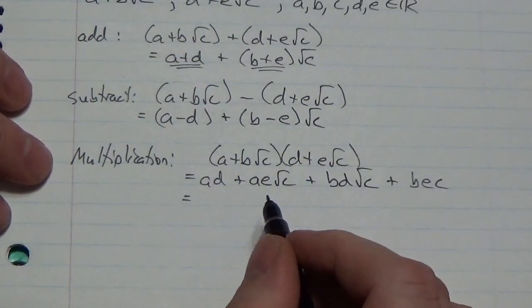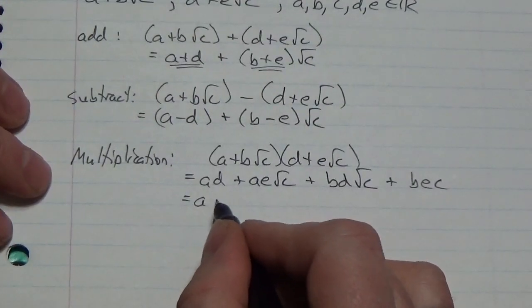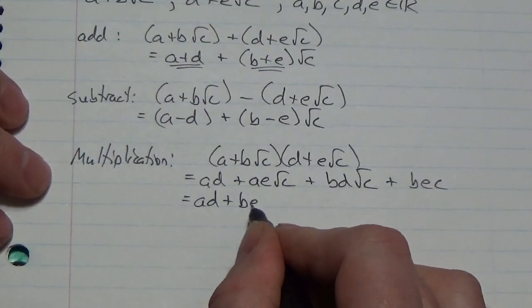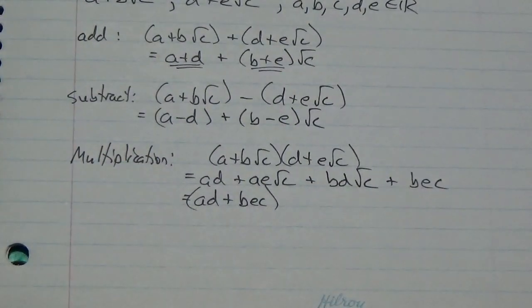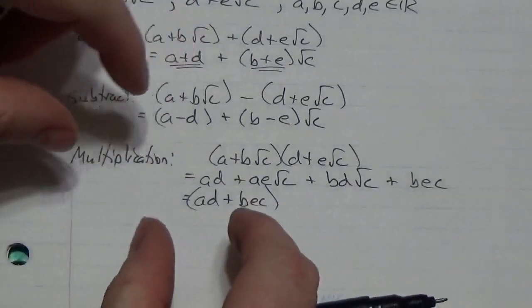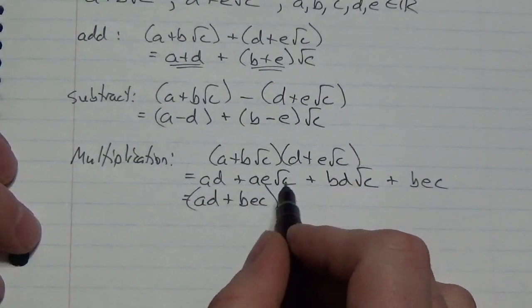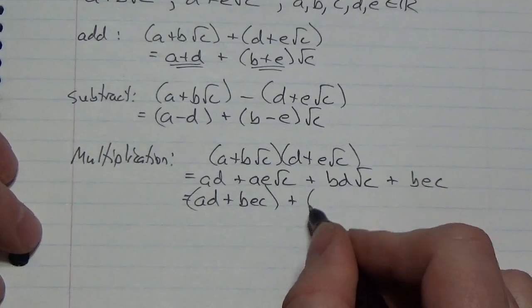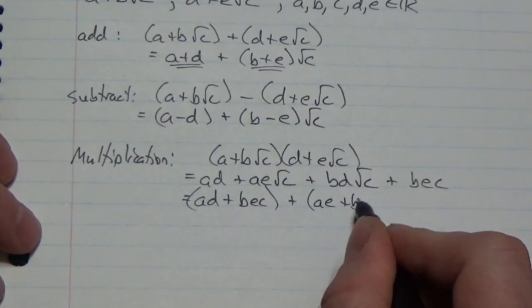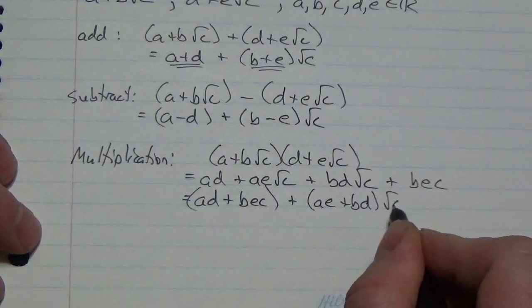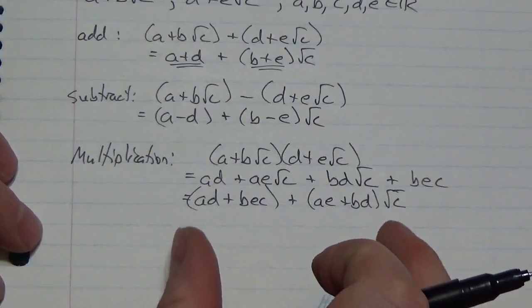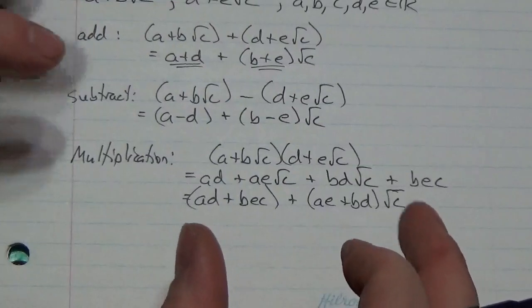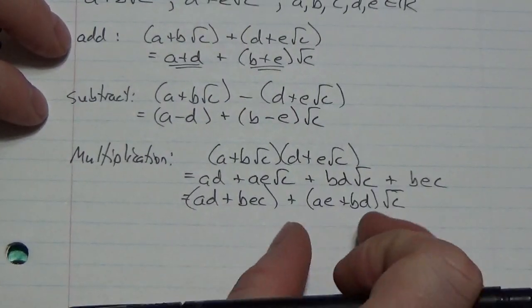Now, I'm going to group together the like terms. So ad plus bec. And remember, when I multiply two real numbers together, I'm going to get a real number. And when you add two real numbers together, you're still going to get a real number. And then I'm going to take that root c out, and I'm going to get ae plus bd multiplied by root c. And look, again, I end up with a number of the same form. Number plus number times root c.